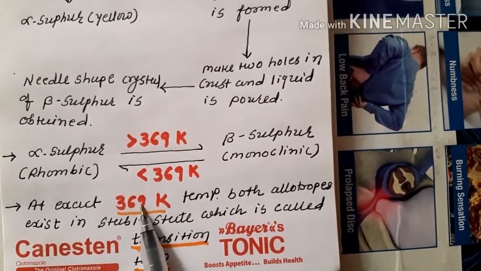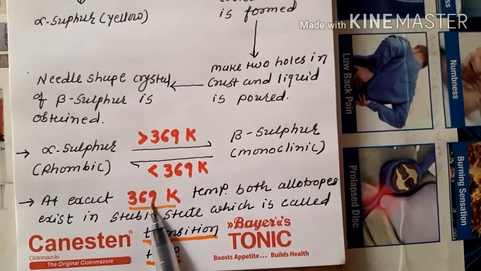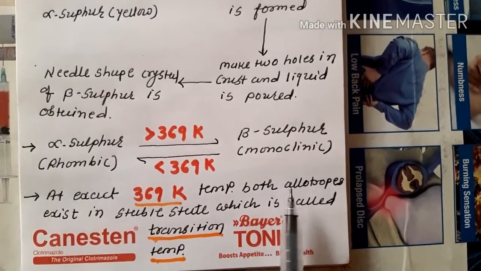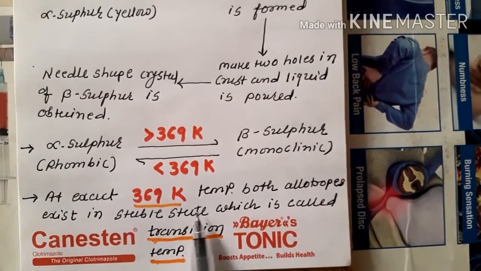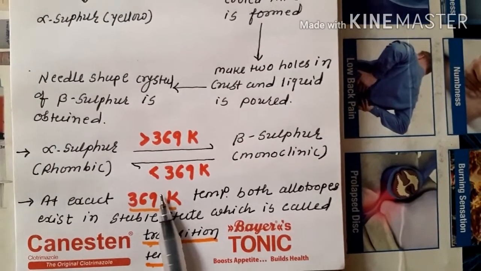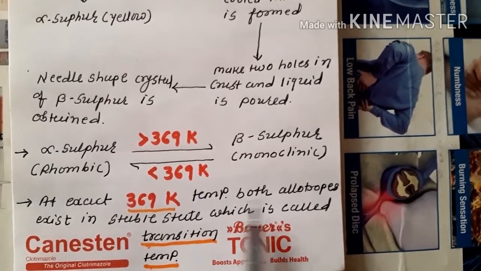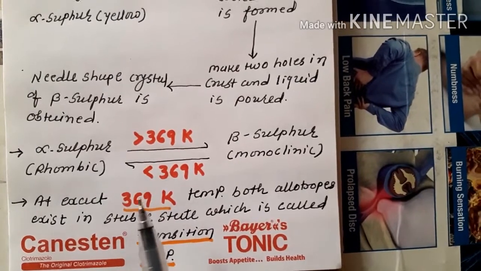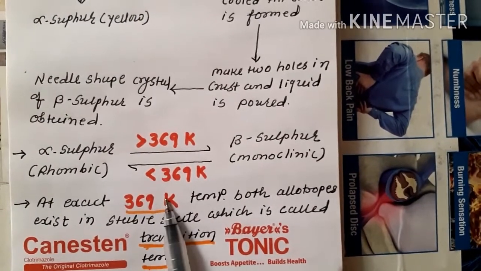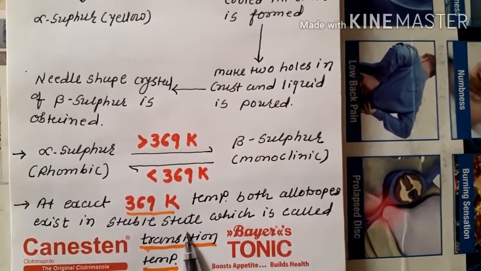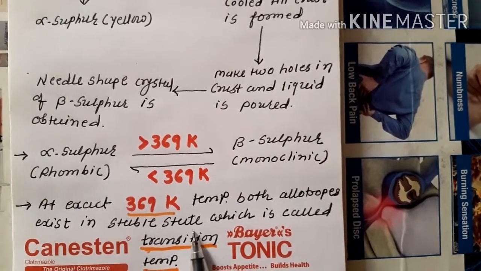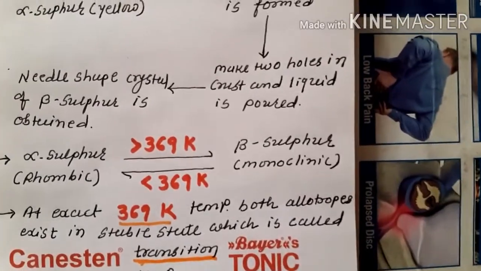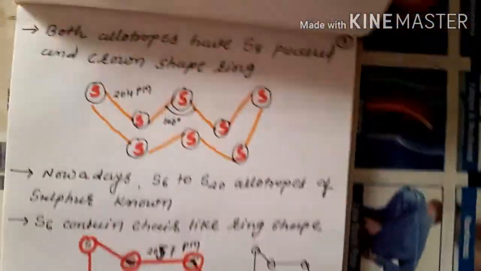So what can you say about exact 369 Kelvin temperature? At exact 369 Kelvin temperature, both allotropes exist in a stable state. Both exist, and so this temperature is called transition temperature. So the important temperature, at 369 Kelvin, alpha and beta both allotropes of sulfur can exist. So this temperature is called transition temperature.